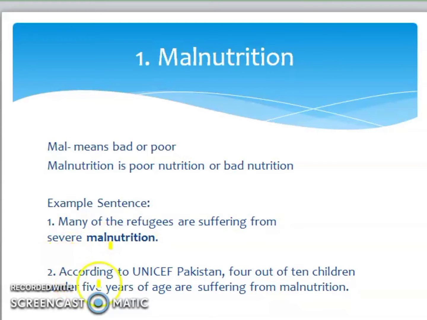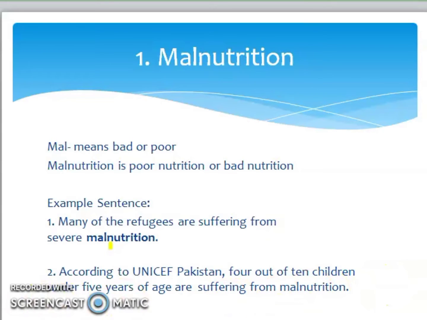Second example: according to UNICEF Pakistan, 4 out of 10 children under 5 years of age are suffering from malnutrition. Shocking, by the way. This is an authentic report, and I've taken it from the UNICEF Pakistan website. It means that the children are getting poor or bad food, not proper food. As a result, they are suffering from malnutrition.